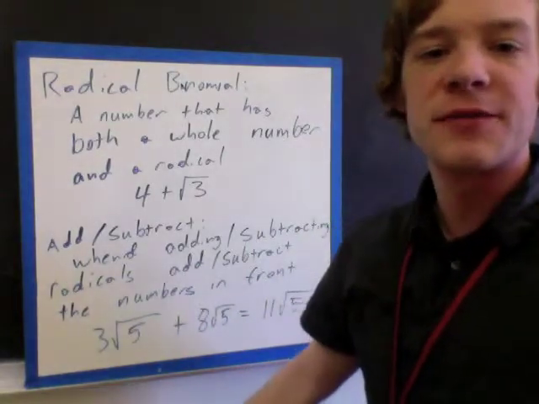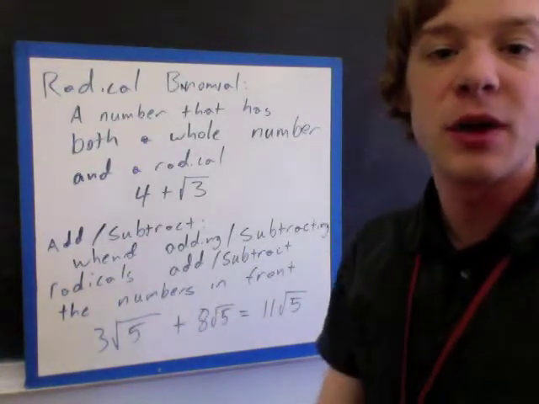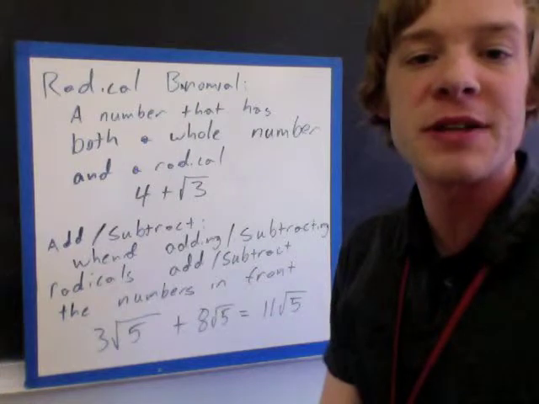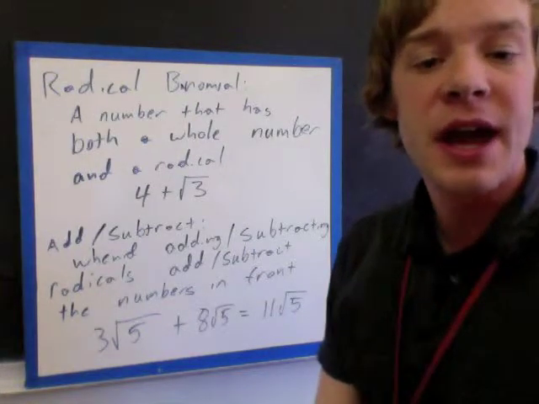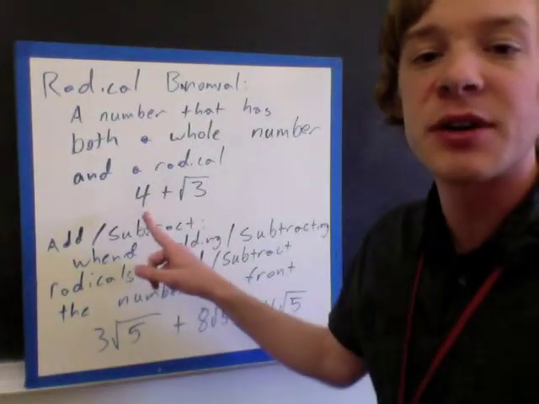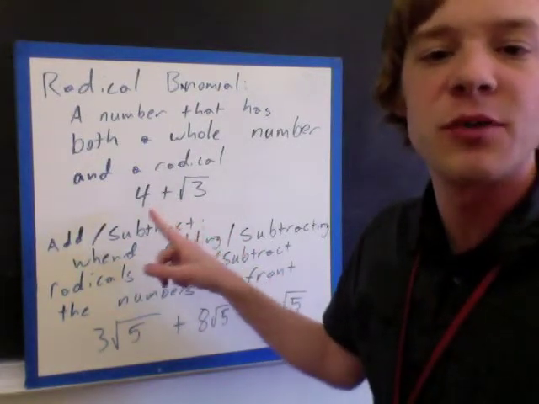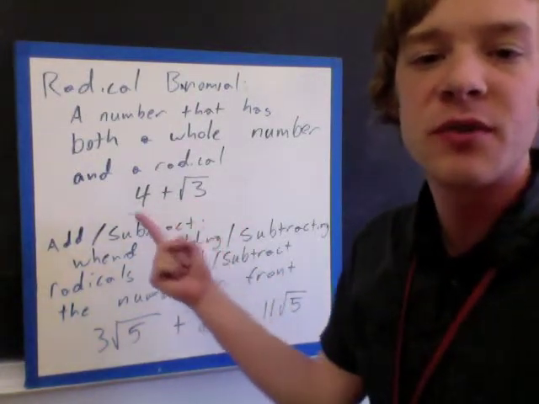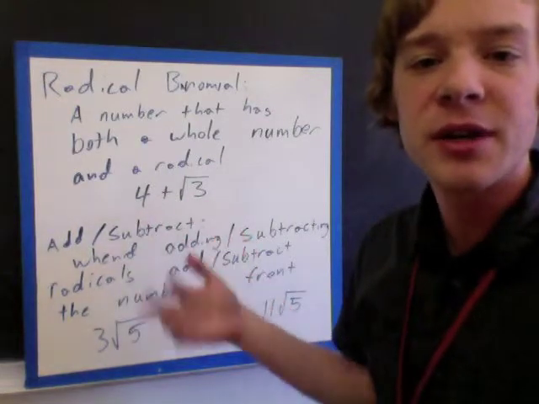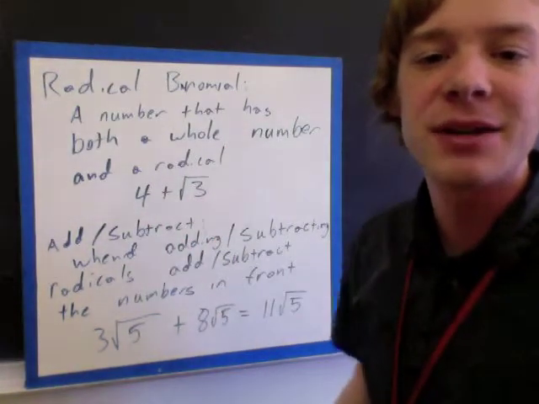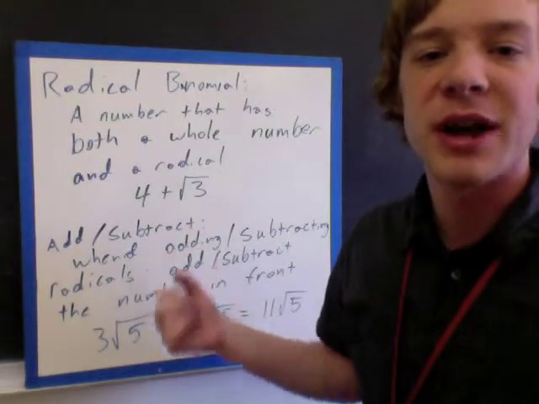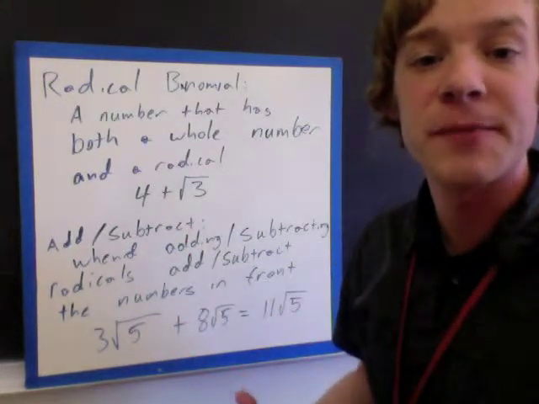So first off, a definition. What is a radical binomial? Well, a radical binomial is a number that has both a whole number component as well as a radical. So for instance, right here, this 4 plus the square root of 3, this would be considered a radical binomial. There are two things. We've got our whole number, we've got our radical, and remember, bi means two, and we've got a radical here, so this is a radical binomial.